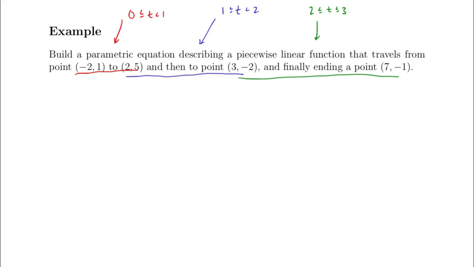Pause the video, see if you can come up with the piecewise definition of a line that passes from negative 2, 1 up to 2, 5. Go ahead and see if you can do that.